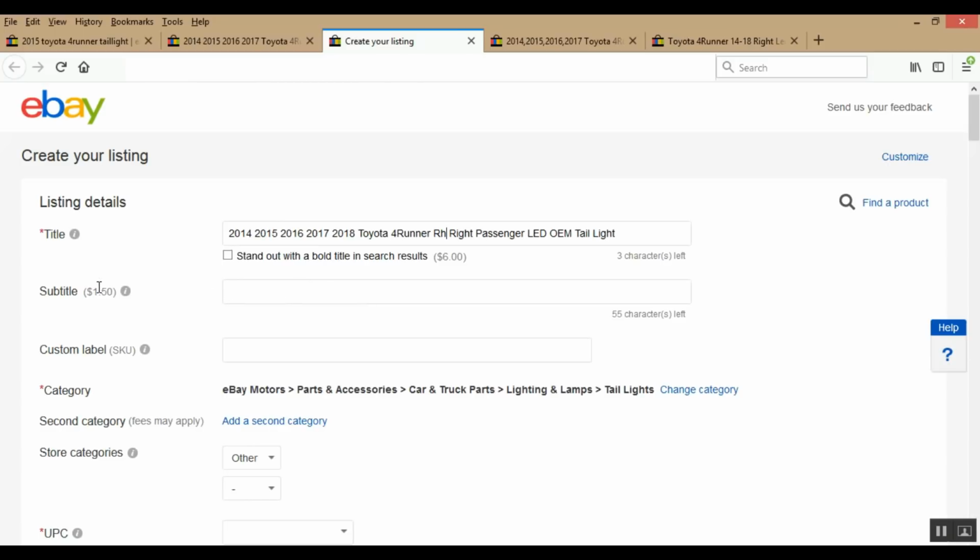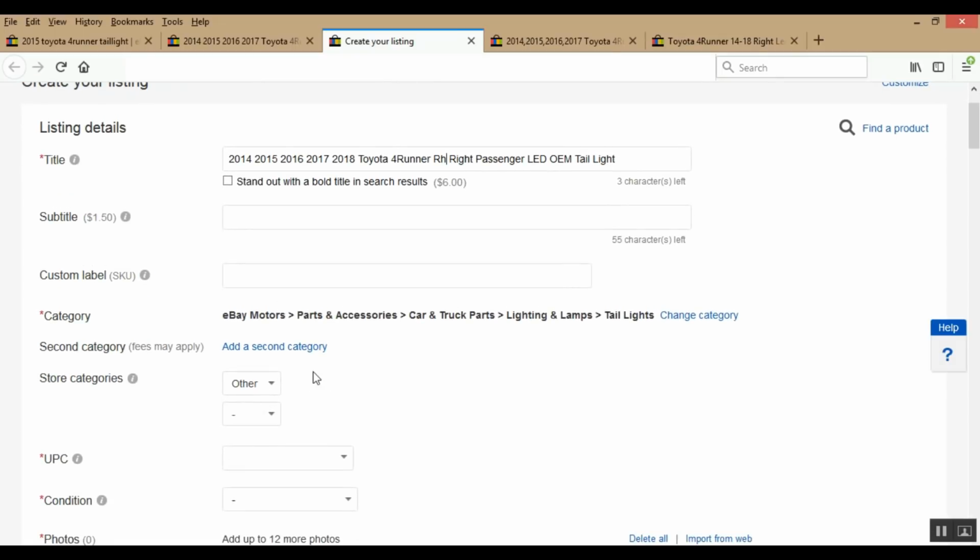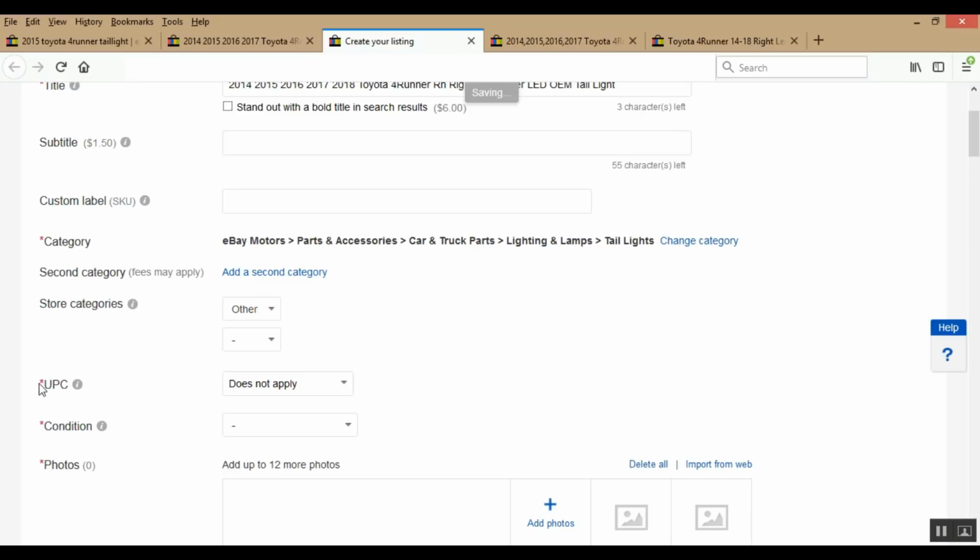Okay. I'll never bother with subtitle. Why spend $1.50 extra? It just seems like a waste. I don't mess with that. Category, I don't have to do it. It automatically put it in there because I just basically copied someone else's listing. Okay, and I do have a store. If you're brand new to this, you probably won't have a store. To be honest, I only got the store to save on fees. I don't really bother with this too much. Okay, UPC. I did not see a barcode or UPC anywhere, so I'm going to put does not apply. Condition. And if you notice, these are starred, so these you have to do. This you don't.